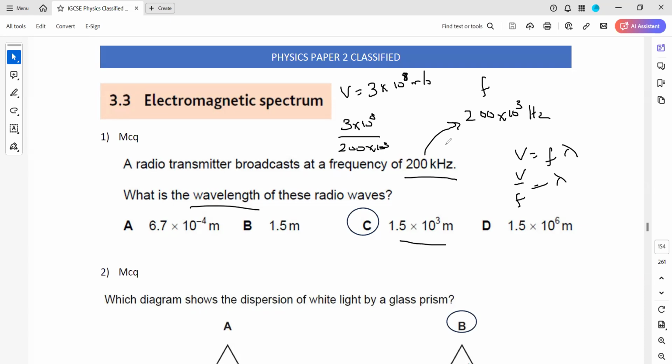So it's important that the unit conversion is also important. As it is given in kilohertz, you have to convert into hertz.